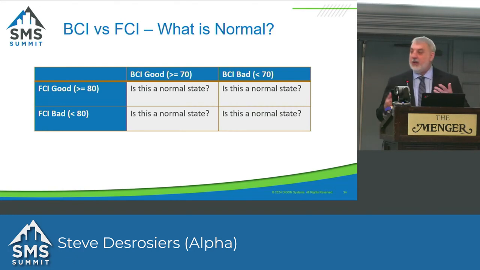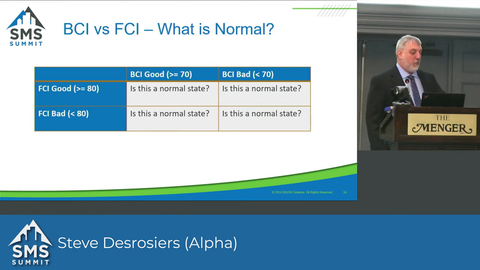And that's a reasonable approach. Which of these 4 different combinations of states am I going to see? So, show of hands, and this is the easy one. How many think it's perfectly normal to have a good BCI and a good FCI? Anybody? Okay.